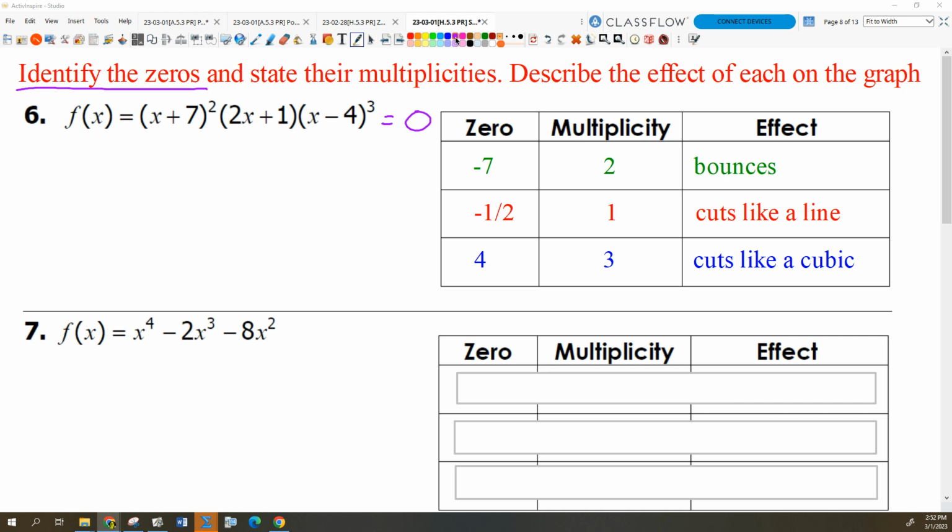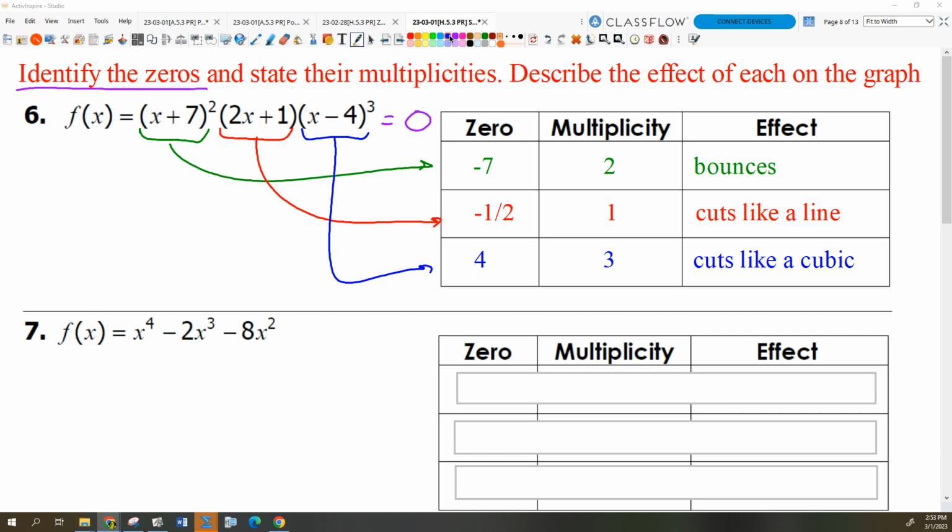And so we're just applying the zero product property, and the product of the factors is equal to 0 only when individual factors are equal to 0, right? You can only get products to equal 0 when you multiply by 0. So either this factor had to equal 0, which happens when x is -7, this factor had to equal 0, which happens when x is -1/2, or this factor had to equal 0, which happens when x is +4, right?